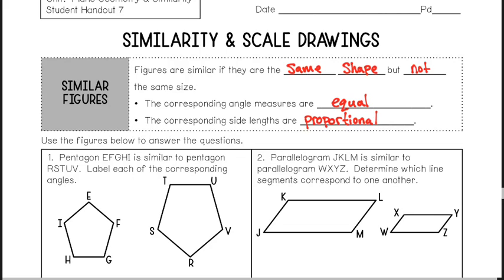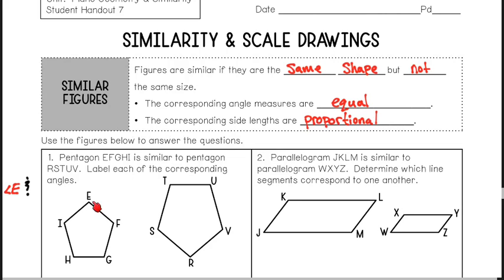So, case in point, number one here, it says we have to take these two shapes and label the corresponding angles. That means label the angles that are going to be the exact same on both of these shapes, because we have here this pentagon. It has been increased, and now we have a new pentagon that's supposedly the same pentagon but larger, and so we want to find out what angles match up. So we go ahead and start out.